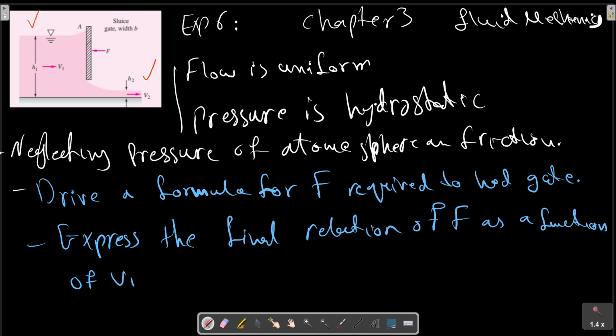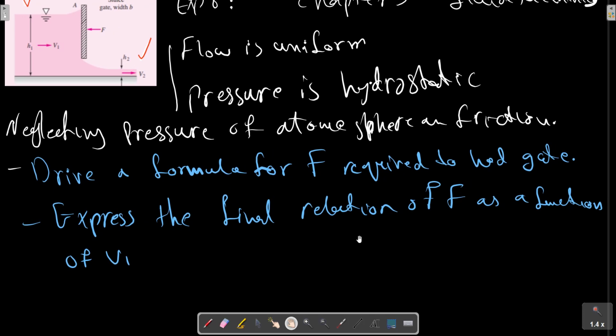This is one of the typical problems in fluid mechanics. At first, we should use the conservation of mass and conservation of momentum. For the conservation of mass at inlet and outlet flow, our inlet has an area of H1 multiplied by B. B is perpendicular to the paper in this example.